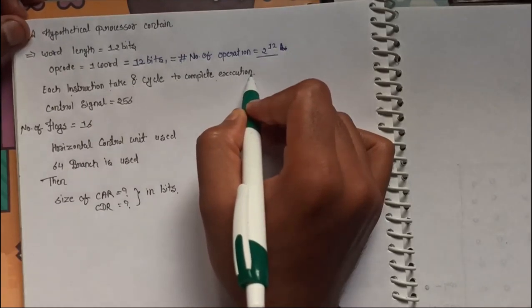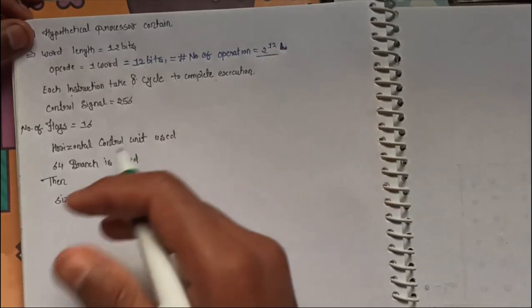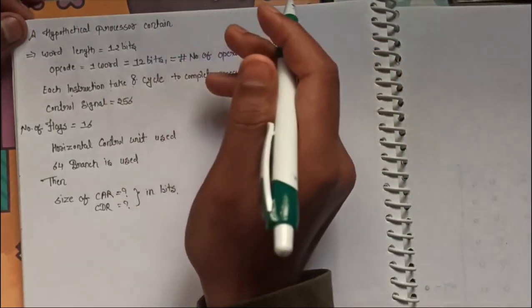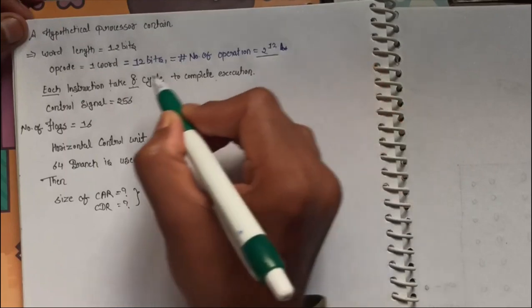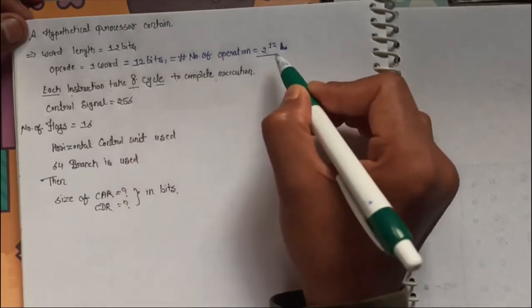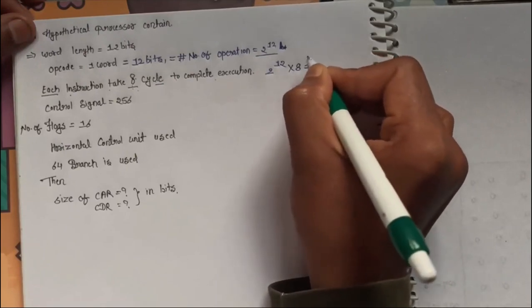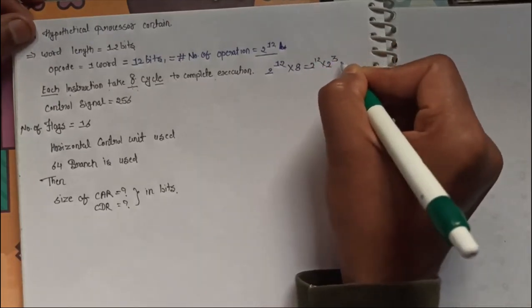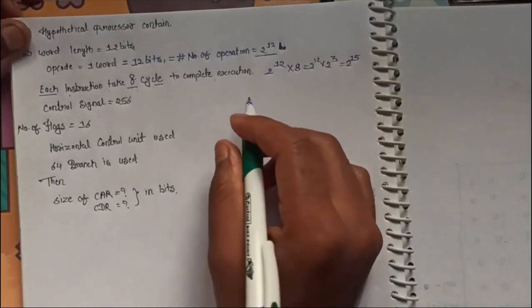Now each instruction takes 8 cycles to complete execution. So we already know that in an instruction there is also a micro instruction which takes some cycles to perform a complete instruction. So in this case, a single instruction takes 8 cycles. That means we have a total of 2 to the power 12 instructions and they are taking 8 cycles each. So we can say it will be 2 to the power 12 into 2 to the power 3, which is going to be 2 to the power 15.